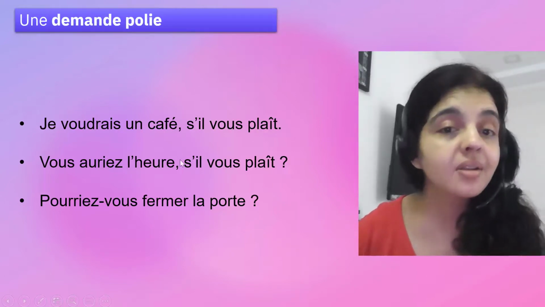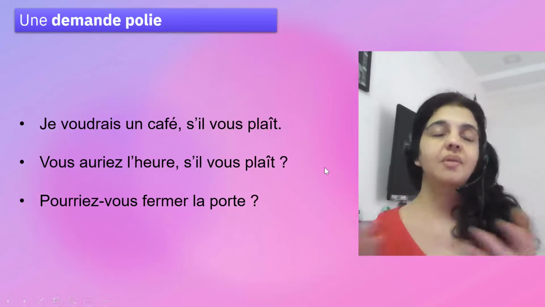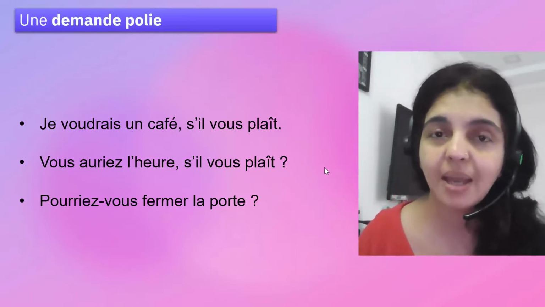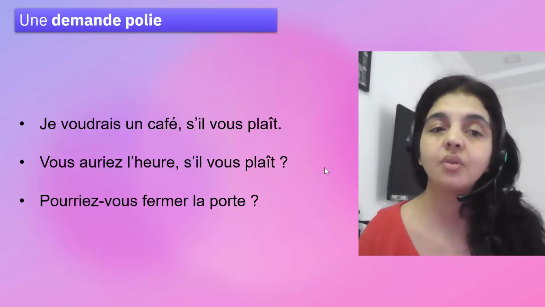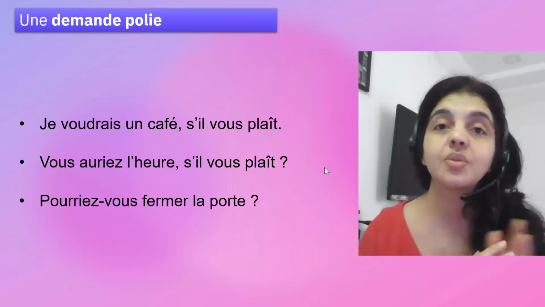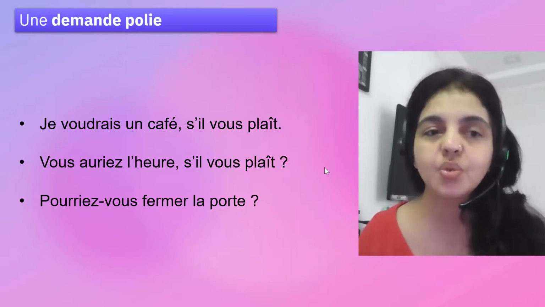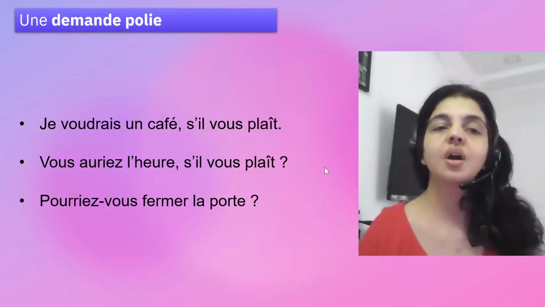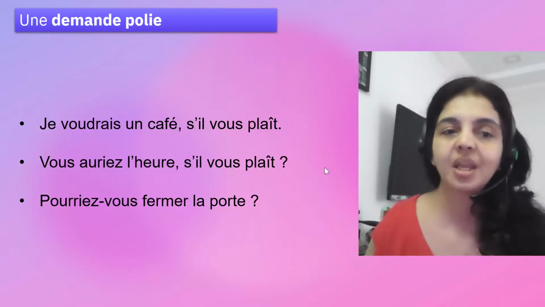Vous auriez l'heure, s'il vous plaît. So when you want to ask, now everybody has mobiles and people have time in them. But if you want to ask time to someone, vous auriez l'heure. Do you have time? So when you say do you have time, doesn't mean that you have time to do something. It means that do you have a watch where you can tell me the time. So vous auriez l'heure, s'il vous plaît.